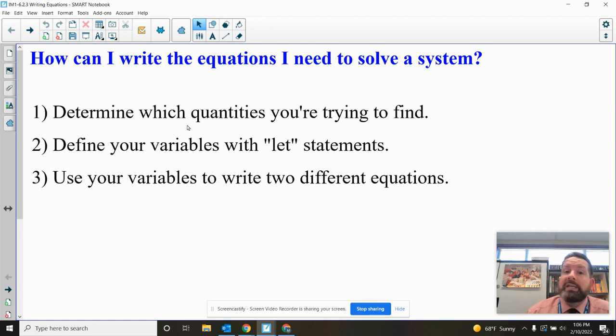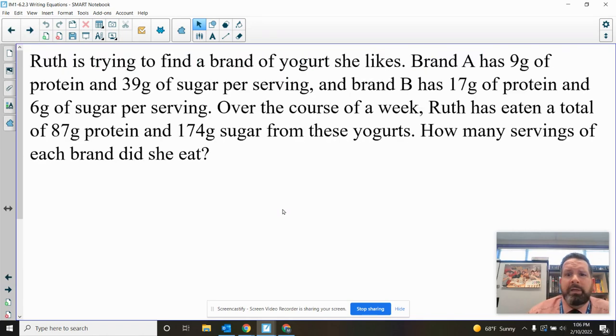First, you need to know what it is you're trying to find, define your variables with let statements, and then use those variables to get two different equations written. Let's see how this works. So take a moment here and read through this. Give a pause, unpause when you're ready to move on.